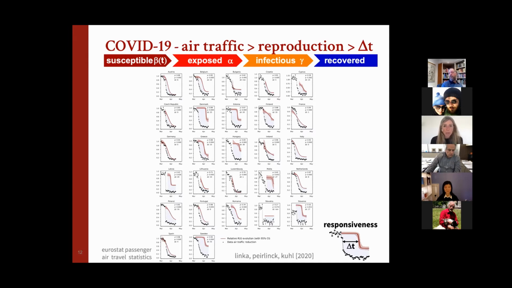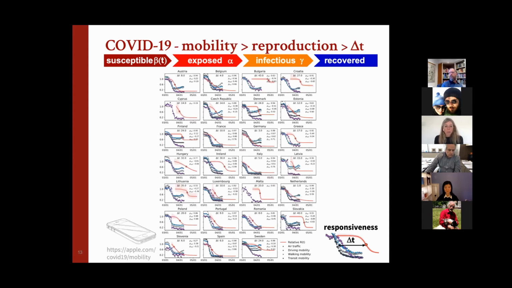We did this not only for air traffic, but also for cell phone data. You probably remember there was this big publication or publicity of Apple. They recorded the mobility data of people during COVID. So we used those data, and that contains driving mobility, walking mobility, and transit mobility. And then we had the air traffic. All of them follow this kind of tangent curve that you can see there. And in red is the fit of our reproduction number, and there's the responsiveness.